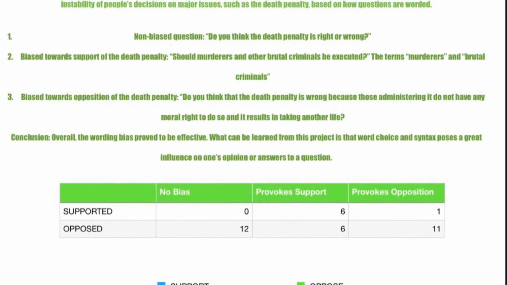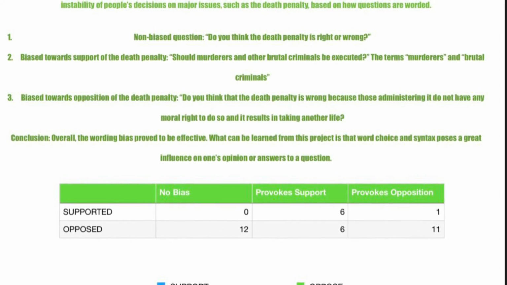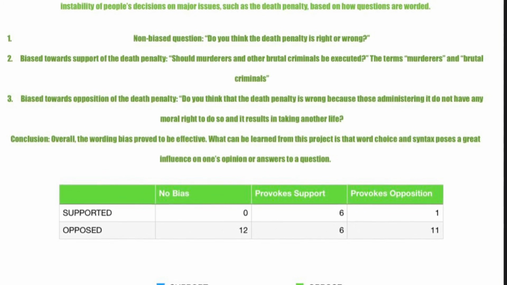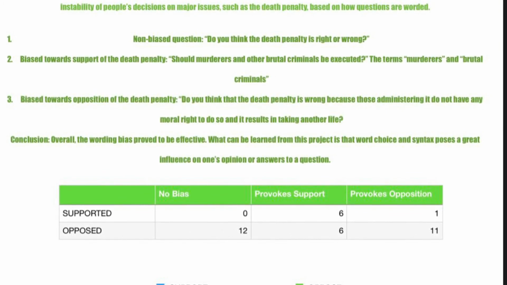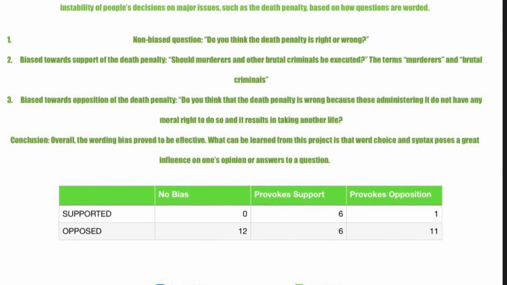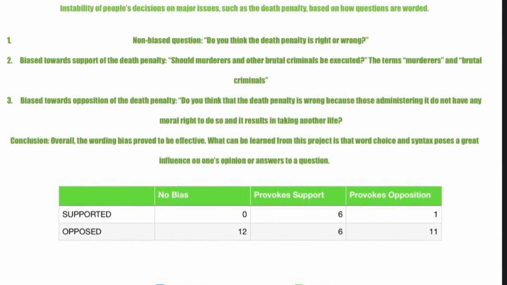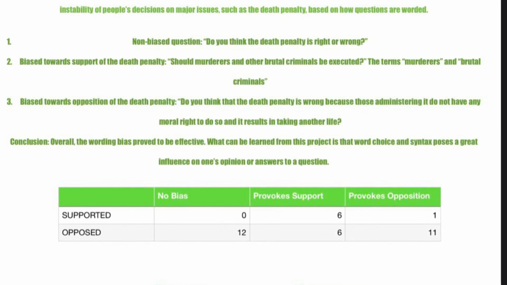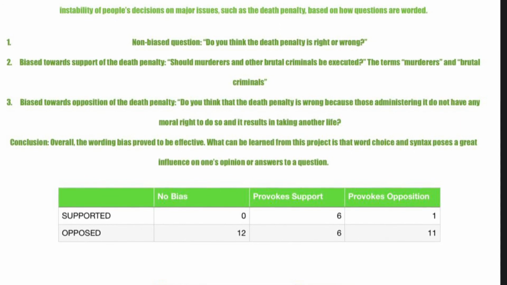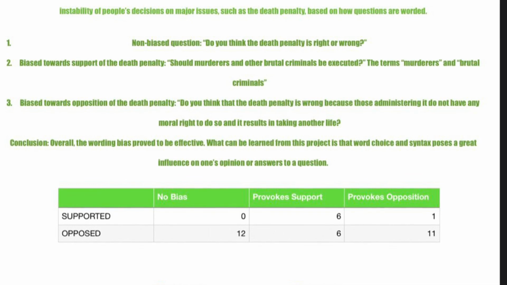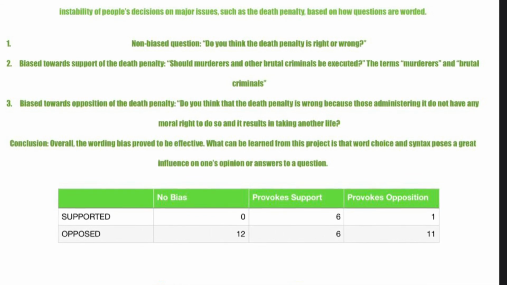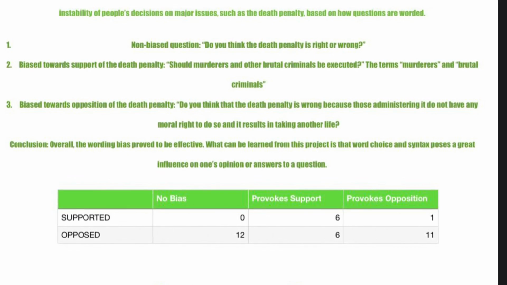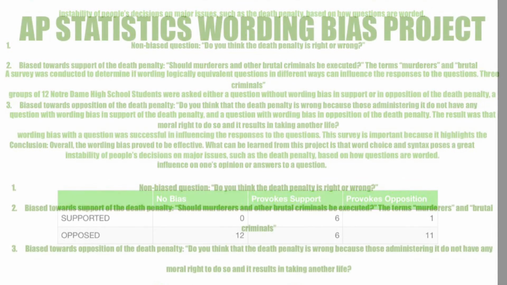What could have been done differently is conducting surveys in person if there was no COVID-19, or a different topic could have been chosen. A question that would have brought up a unique discussion that pre-decided prejudices could not have affected. What can be learned from this project is that word choice and syntax poses a great influence on one's opinion or answers to a question.